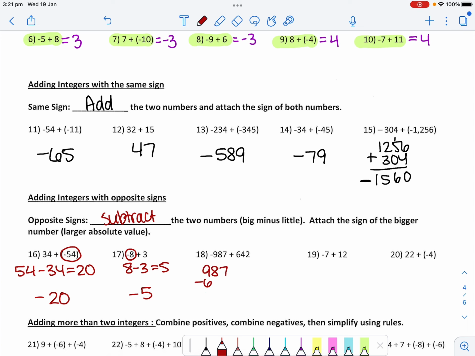987 minus 642. 7 minus 2 is 5, 4, so 345, and 987 is the negative one, so negative 345. I'm going to do 12 minus 7 is 5, and this answer stays positive because 12 is positive. Same thing on this last one. I'm going to do 22 minus 4, and I get 18, and that 18 is going to stay positive because 22 is positive.